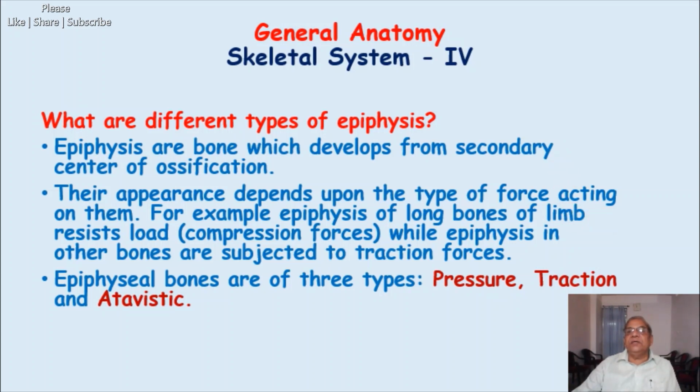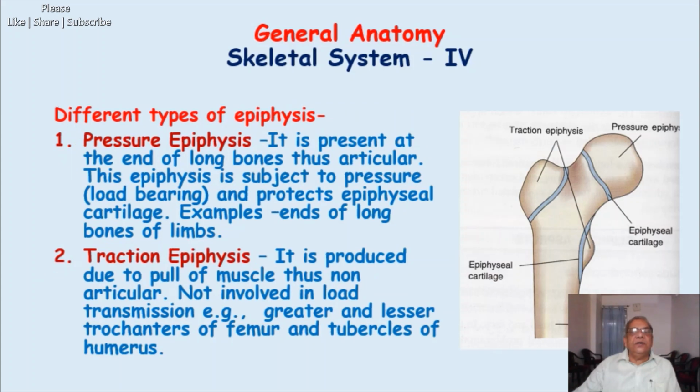So we have learned that there are three types of epiphyses. Let's move to the next slide. Now, these three types of epiphyses are: number one, pressure epiphyses. In this diagram, you can see the end of a long bone. This is the femur, and its end develops as a secondary center because of the pressure. So this is a pressure epiphysis, and it is present at the end of the long bone.